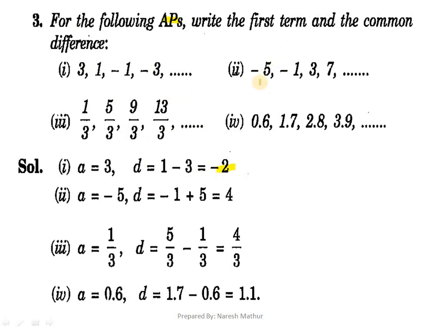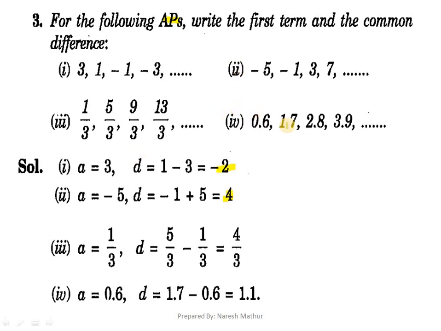In the second one, minus 5 is the first term. For the common difference, just subtract it, minus 1 minus minus 5. So minus minus would be plus. So we'll get positive 4 as the common difference. In the third one, A is 1 by 3, then 5 by 3, 9 by 3, 13 by 3. So just subtract 1 by 3 from 5 by 3. So we'll have 4 by 3 as the common difference. How to get it? 5 by 3 minus 1 by 3. Just A2 minus A1.